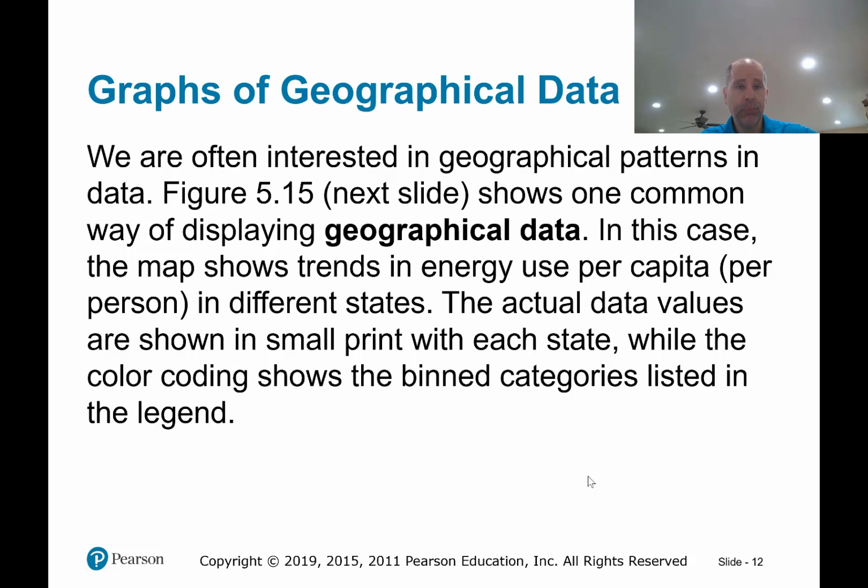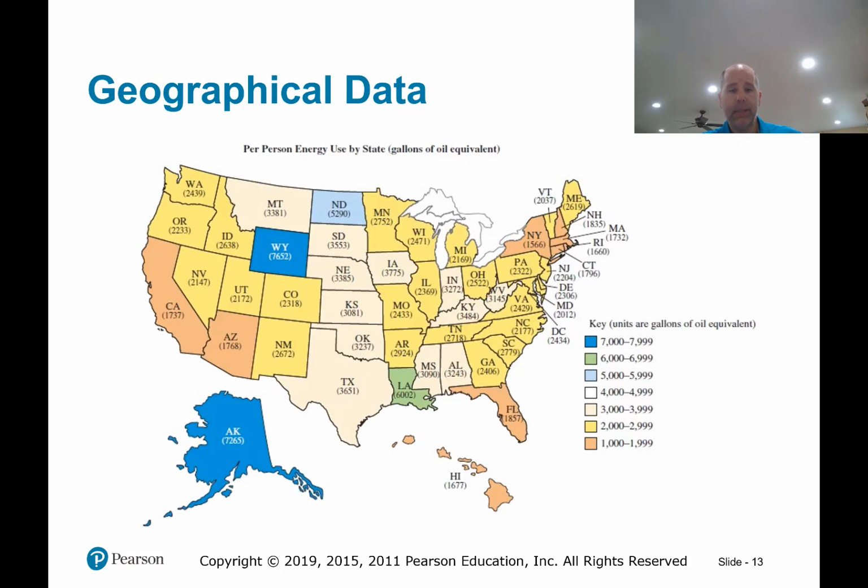Okay, now, graphs of geographical data. So this is going to give you a couple of other types of graphs that we can look at that are a little different than what we have shown so far. These are going to be different types of maps, right? So for example, here we go. We've got the map of the United States, and we've got the energy usage for each state.